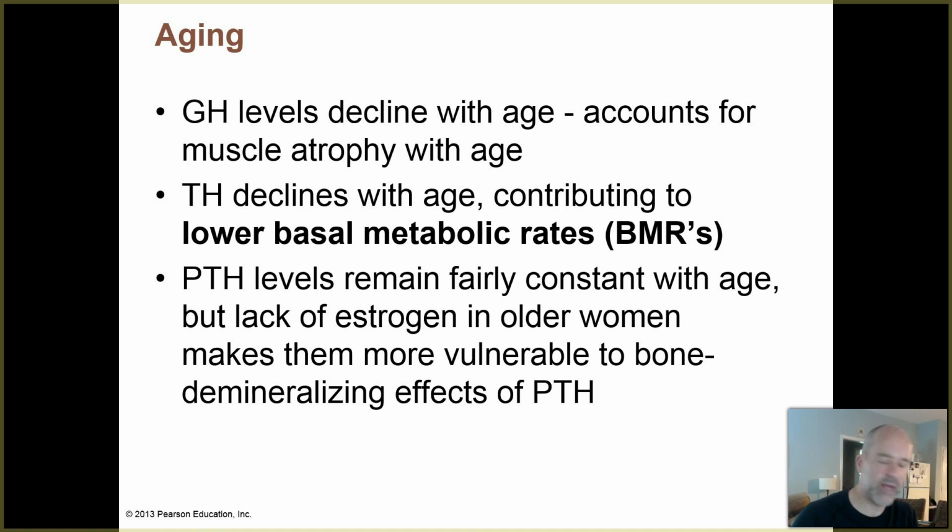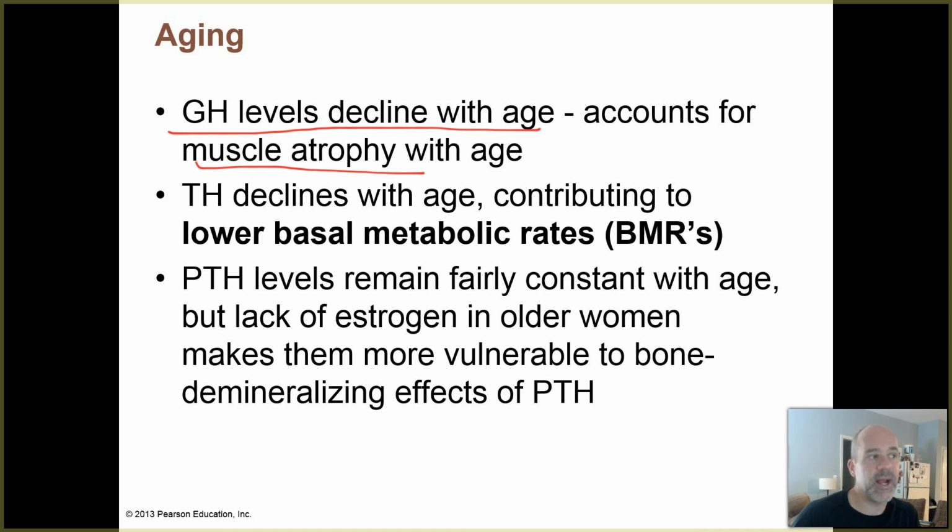Aging, what happens to us as we age? The cells in your endocrine glands, as you age, don't function as well as they used to, just like any other body part. So growth hormone levels decline with age. That makes sense. And since one of the things growth hormone does is stimulate synthesis of skeletal muscle tissue, that's one of the reasons why your muscles atrophy with age. Growth hormone also helps keep your body fat levels lower, and so that's another one of the reasons why you tend to put on more and more body fat as you get older.